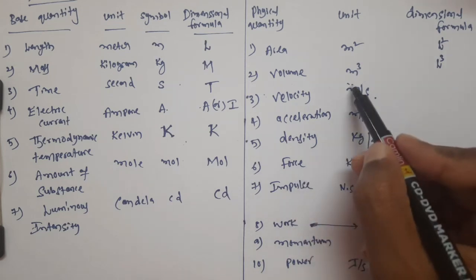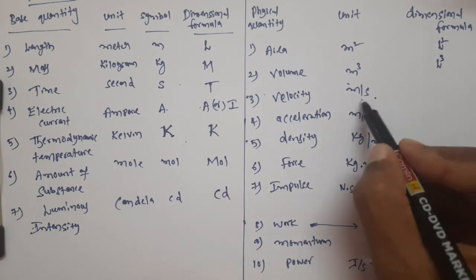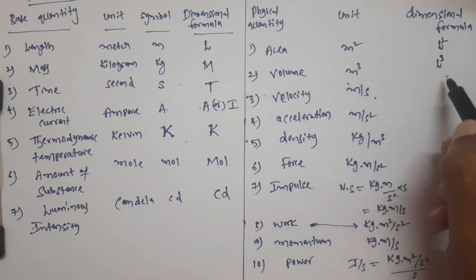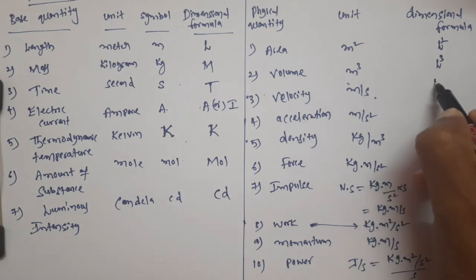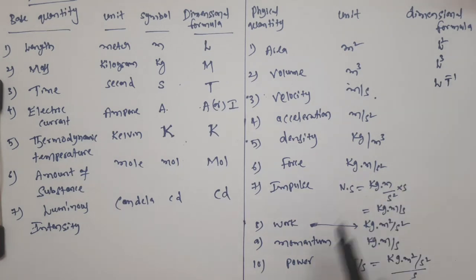For displacement, what is the dimension? Length, divided by time taken, time. L by T. So L by T, we can write as L T power minus 1. So this is the dimensional formula for velocity.